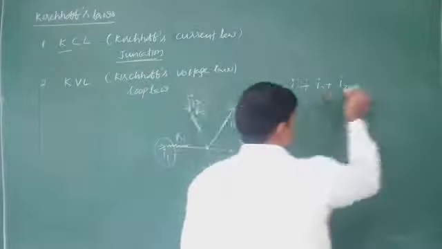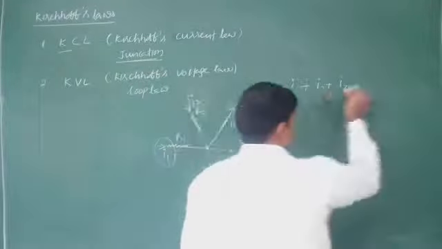The total current entering the junction must equal the total current leaving the junction. The total current leaving the junction is I3 plus I4. So I1 plus I2 plus I5 is equal to I3 plus I4. From here, I1 plus I2 plus I5 minus I3 minus I4 is equal to 0. We represent this as sigma I is equal to 0.